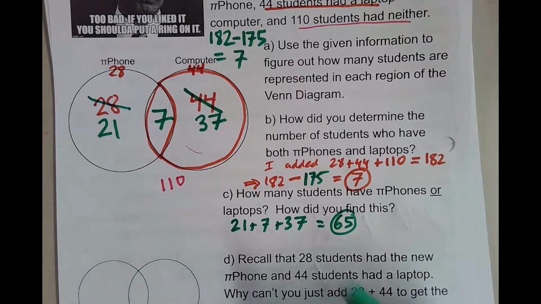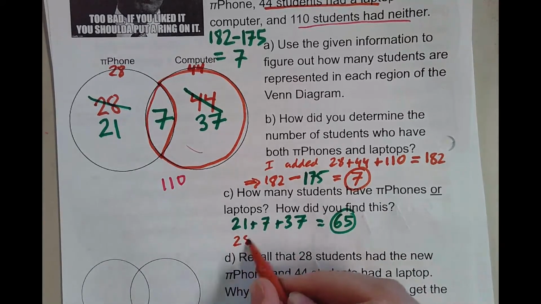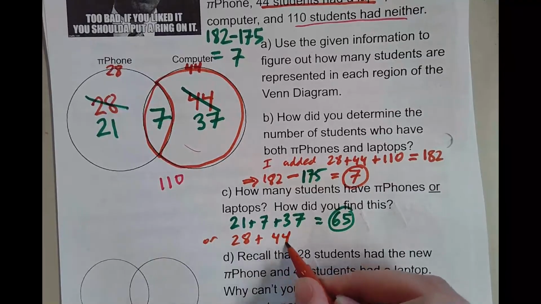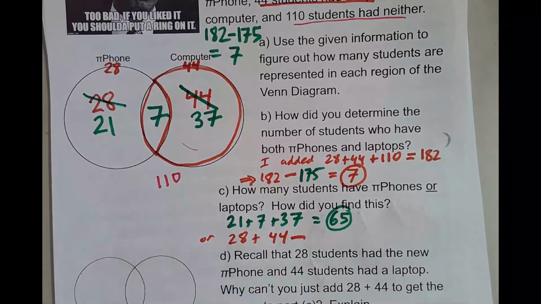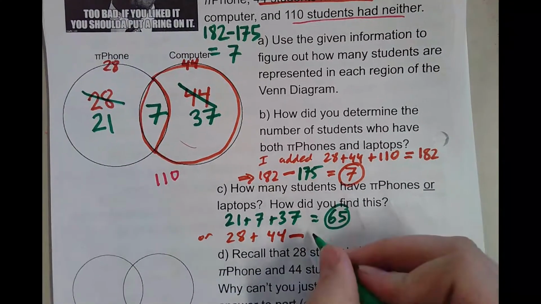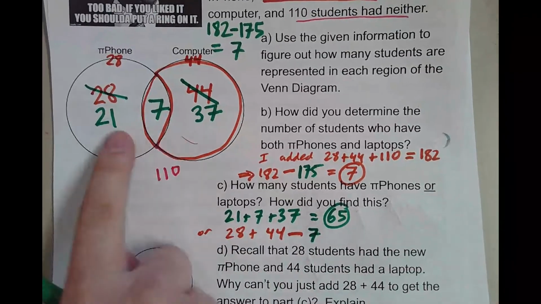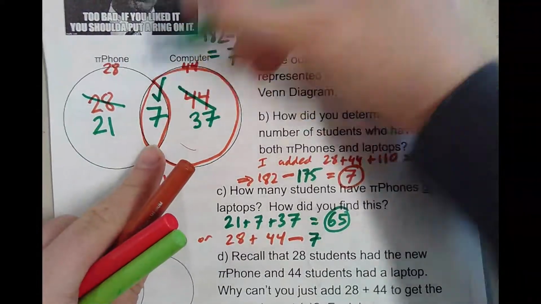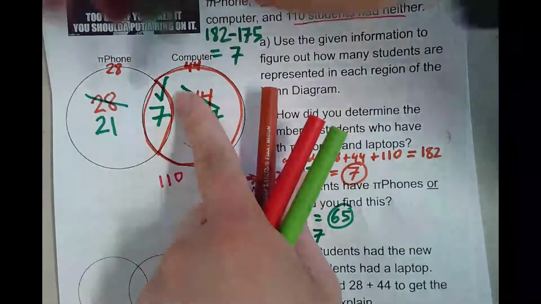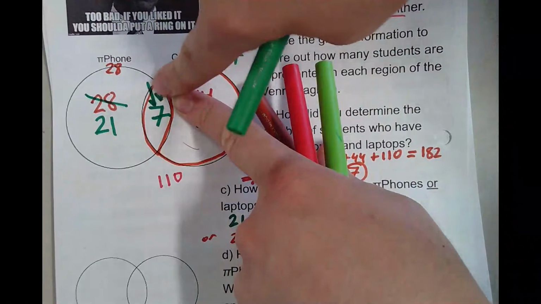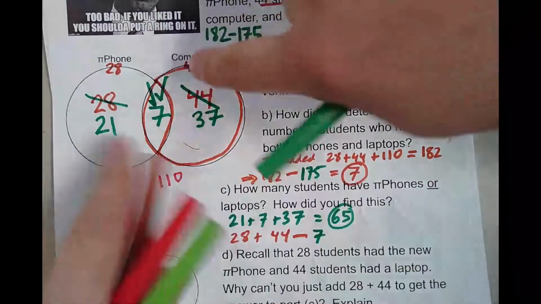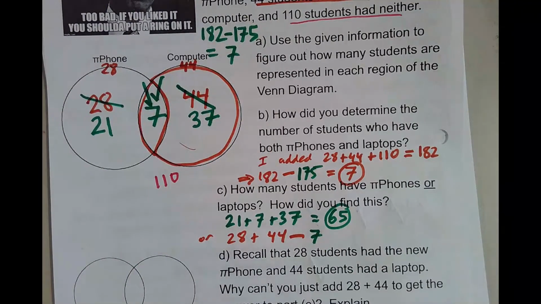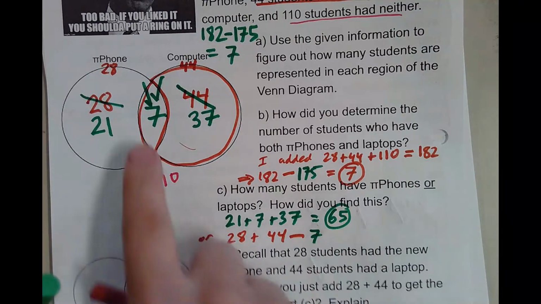Alternatively, we could have done 28 plus 44, but I need to subtract 7. The reason why is because 7 people have the computer, also 7 people have the Pi phone, and I don't want to count them twice. So I will subtract what we call the intersection.